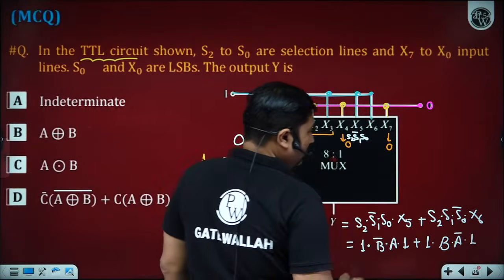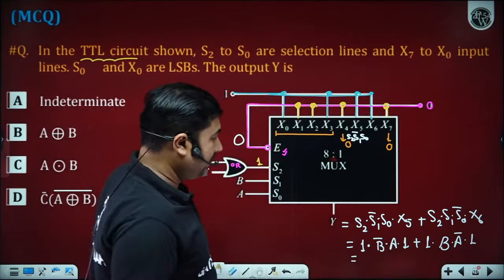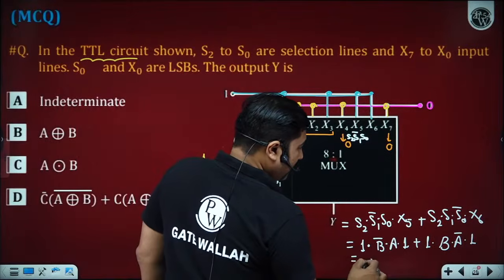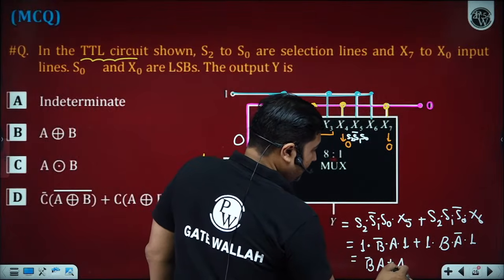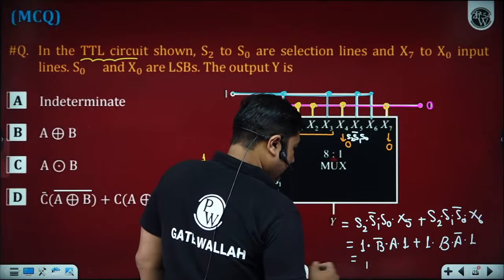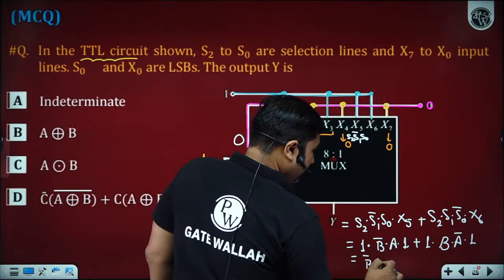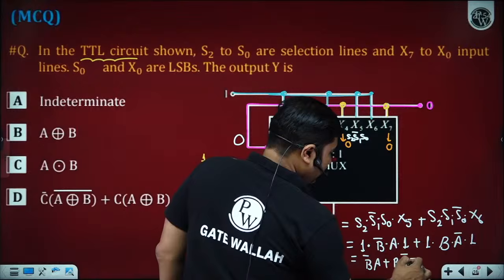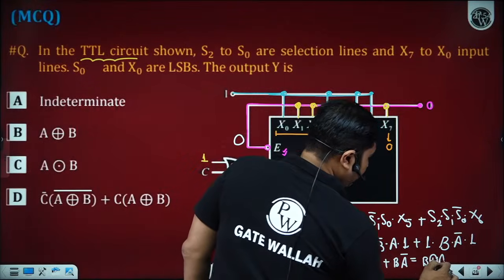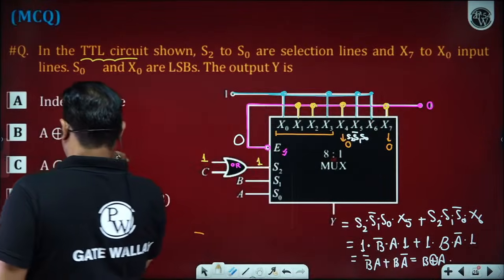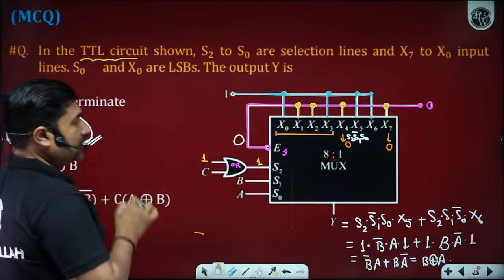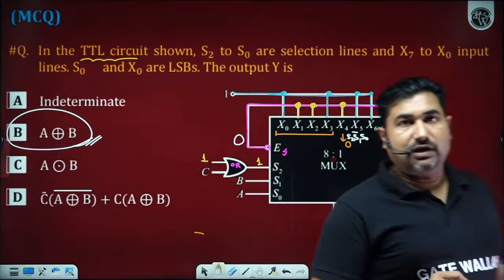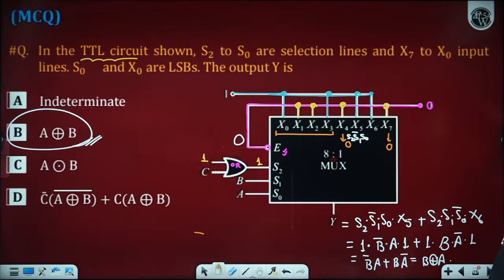How many of you are able to understand? So what are we getting, beta ji? We are getting B bar A plus B A bar, which is nothing but B XOR A only. Because XOR gate follows associative law and commutative law, so you may write B XOR A as A XOR B. So how many of you are able to understand this concept perfectly?